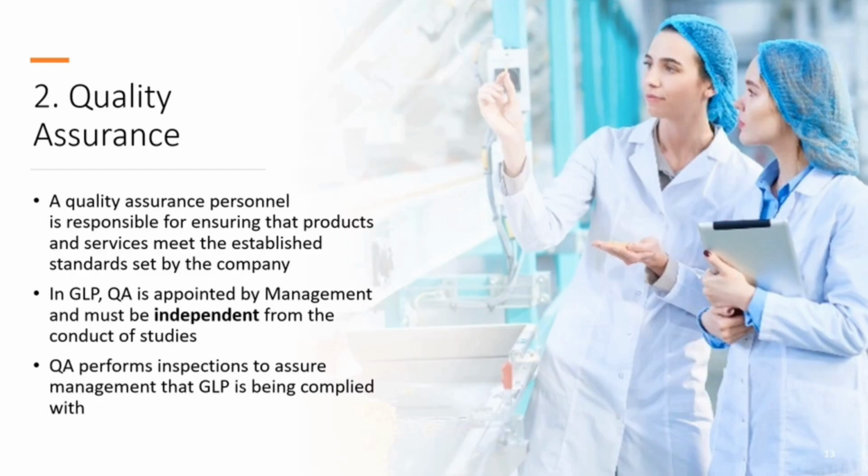So for example, if you are the person who does the experiment, then you shouldn't be appointed as QA personnel. This is to ensure the independence of the inspection and also to avoid any conflict of interest.